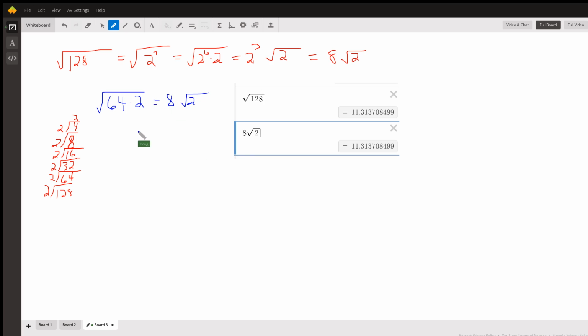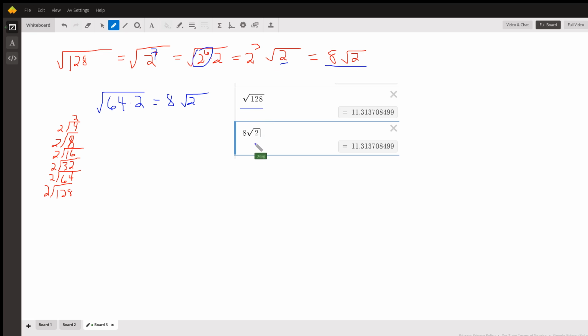Okay, but if you don't see that, get the prime factorization of that radicand, and the prime factorization of 128 is 2 to the 7. Rewrite that as 2 to the 6 times 2. Take the square root of 2 to the 6, which is 2 cubed, half the exponent. 2 remains under the radical. 2 cubed is 8. There you go, 8 radical 2.